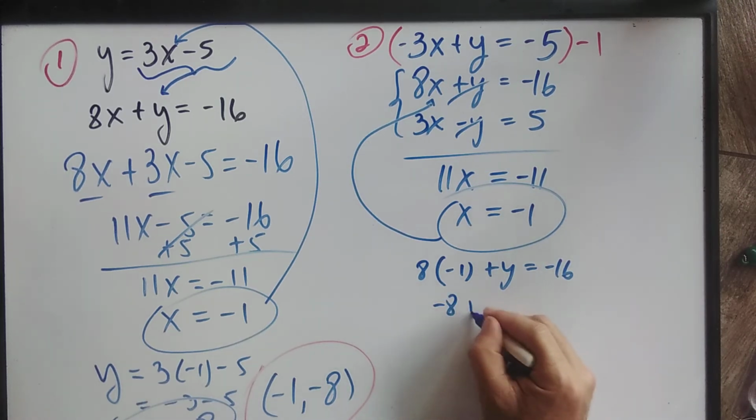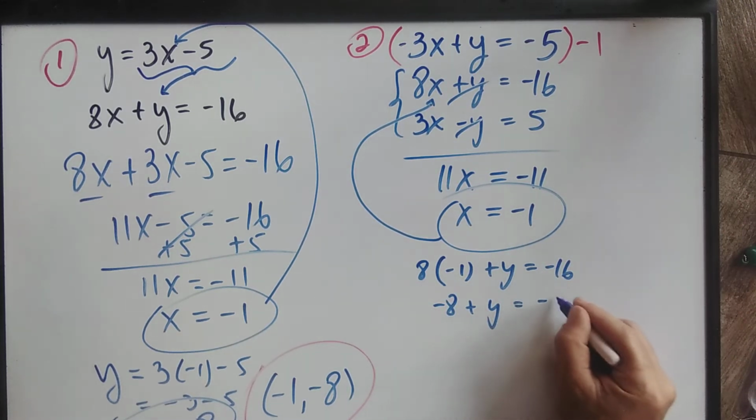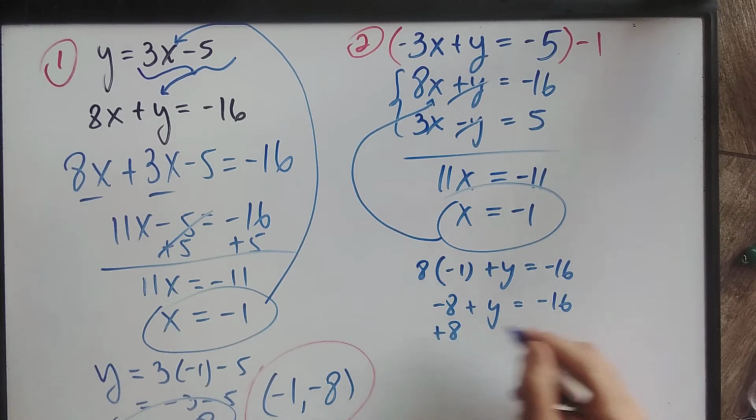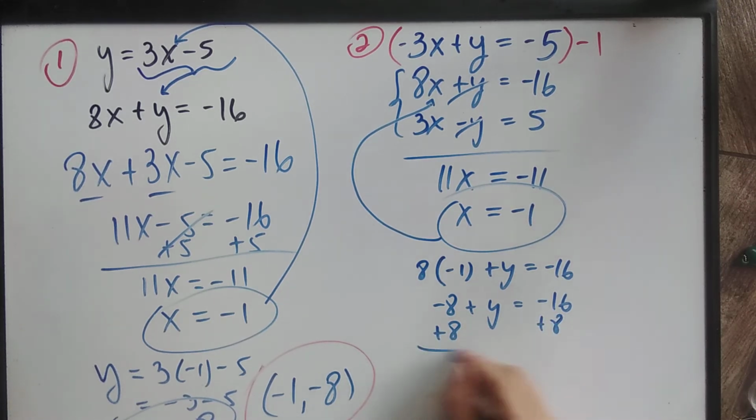Negative 8 plus y equals negative 16. We add 8 to both sides. And I come out with y equals negative 8. So at the end, the solution to that system is going to be negative 1 and negative 8.